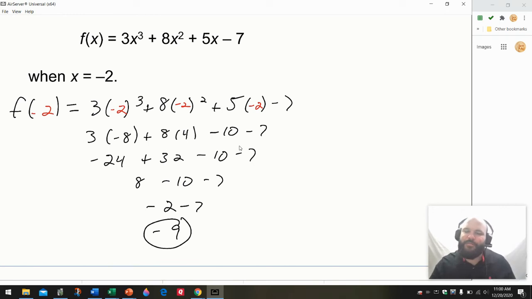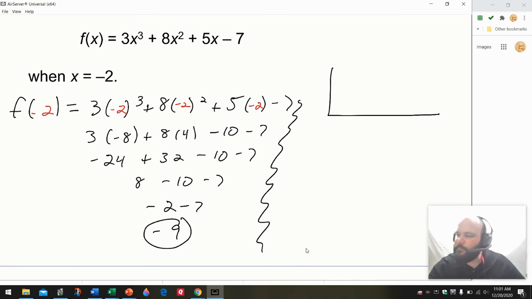Well, there's a much faster way to evaluate these big, long polynomials at numbers. And the way that I'm going to show you here is to use synthetic division. Okay, so I'm going to write my big L that I showed you like in the last problem. I'm going to put a 3 here. I'm going to put an 8, and then I'm going to put a 5, and then a -7. Now this time we already know what the number is. We didn't have to solve for x. X is already told to us, so it's -2.